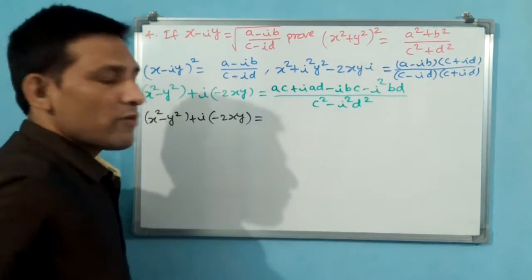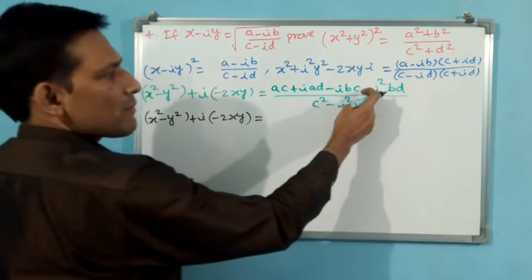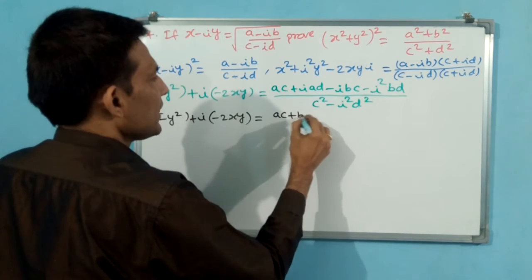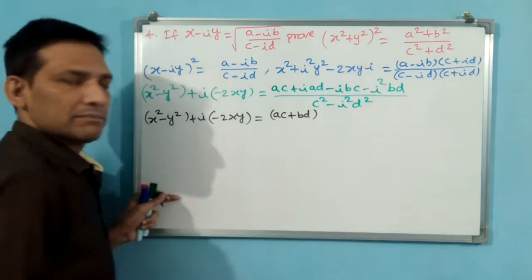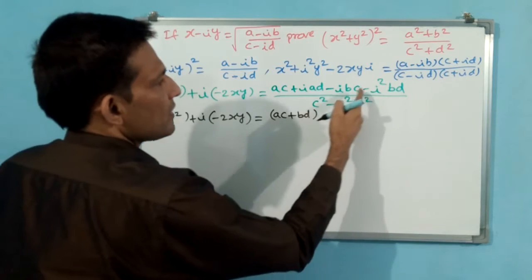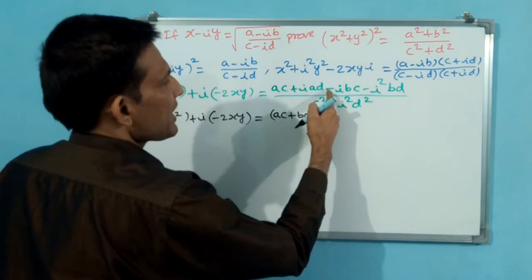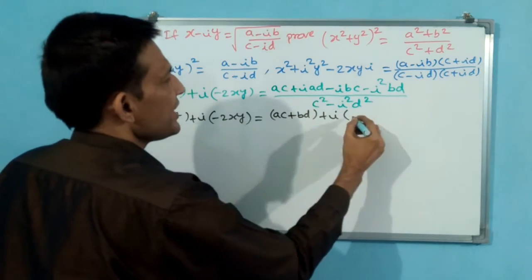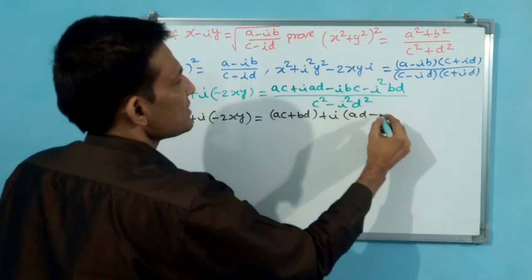You see, i square value is minus 1. Minus of minus is plus. That means AC plus BD, this will be the real part. Okay, real part. See, now here minus here plus is there. What you do? You put plus and i. Then you see AD minus BC.